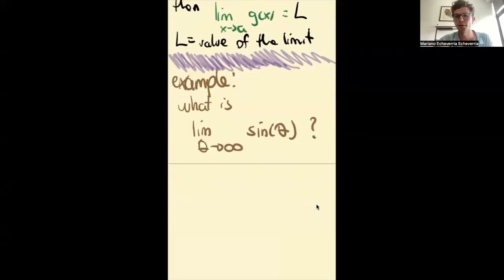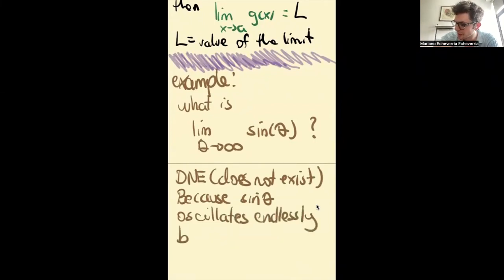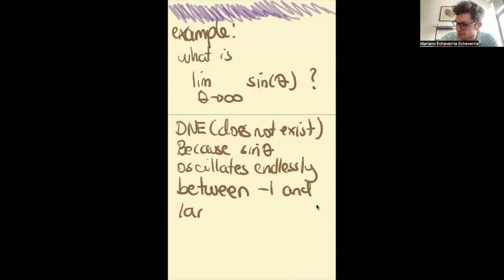So just to write what we were saying, this limit does not exist for just sine of theta. This is a shorthand for saying does not exist. And the reason why it does not exist is that sine of theta oscillates continuously forever, or endlessly, between -1 and 1 as theta increases.